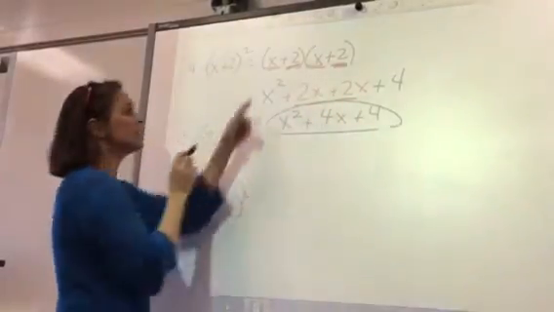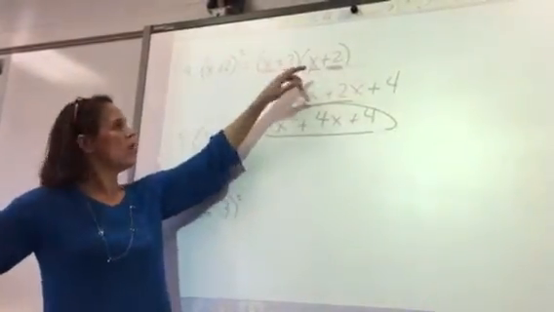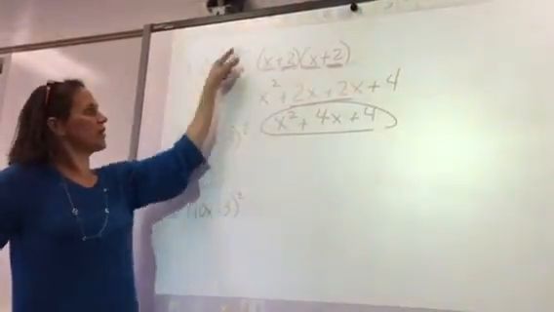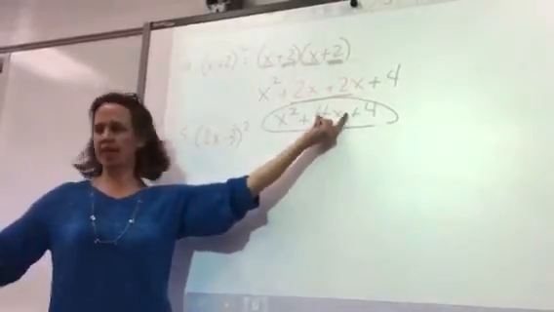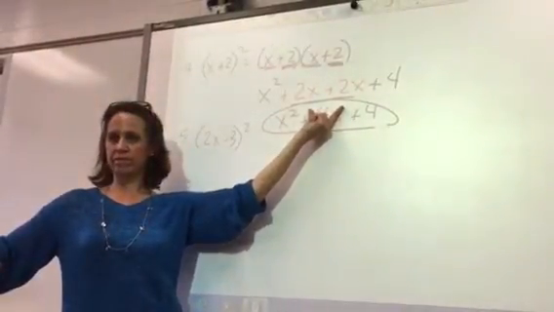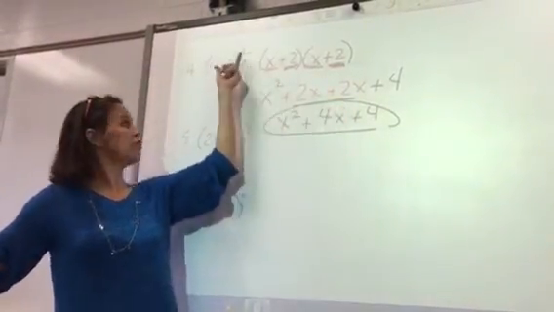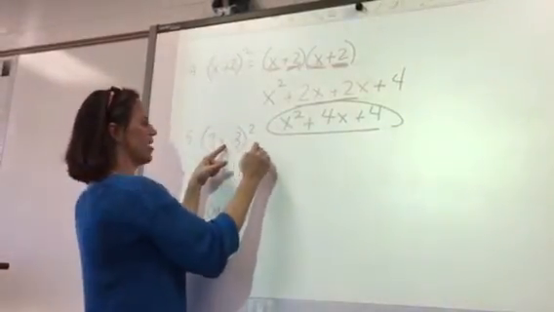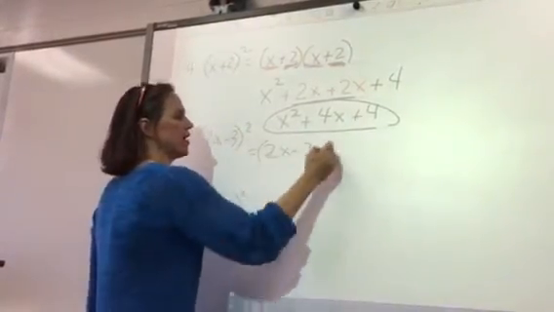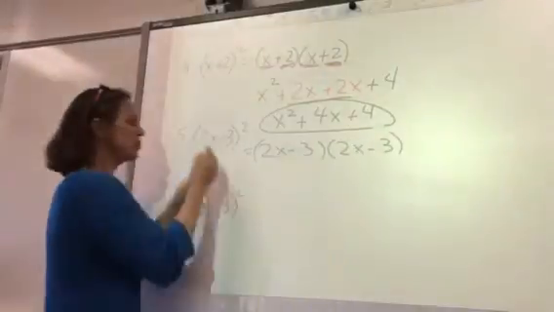I got to tell you, tons of people are going to just do x squared plus 4. Do you see how they'll lose that middle term? Okay, you have to write it out twice. So here, you're going to write it out twice. 2x minus 3 times 2x minus 3. Don't you just do it this way.